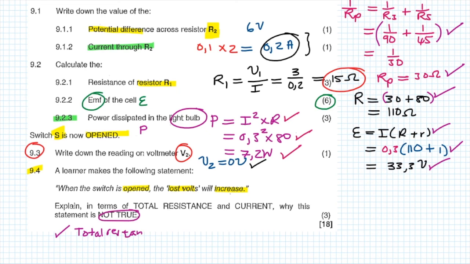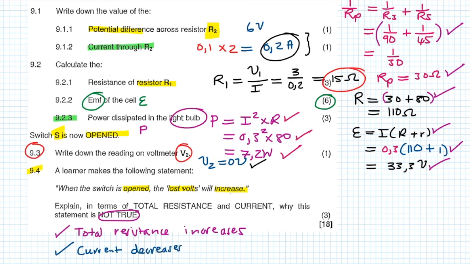this is spelled very, very incorrectly. The total resistance is going to increase. So we say the total resistance increases. If you remove resistors in parallel, the total resistance increases. Now, if the total resistance increases, it means we have more opposition to the flow of charge. Therefore, the current is going to decrease.